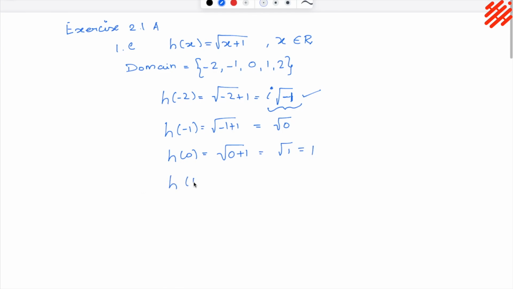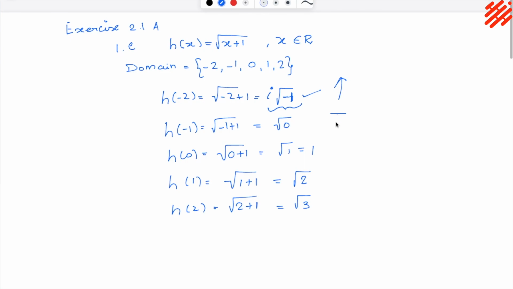Then h of 1 equals root of 1 plus 1, so it is root 2. Root 2 has some value, but that is not important here. H of 2 equals root of 2 plus 1 equals root 3. So here if you see, whenever x goes less than -1, it produces a negative value under the root, that is an imaginary value.